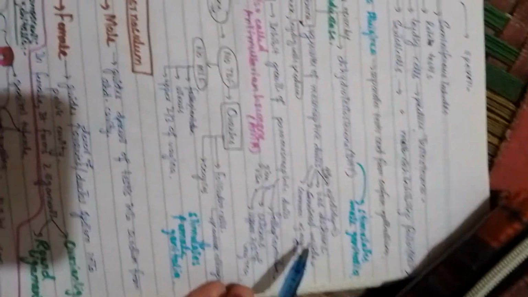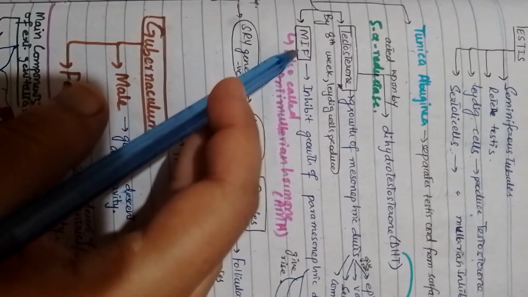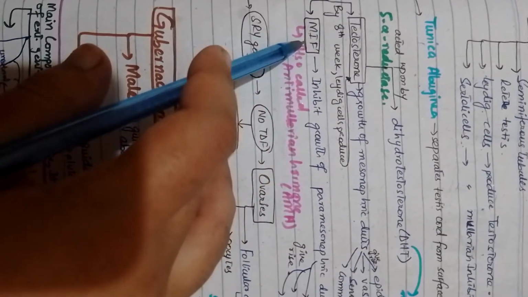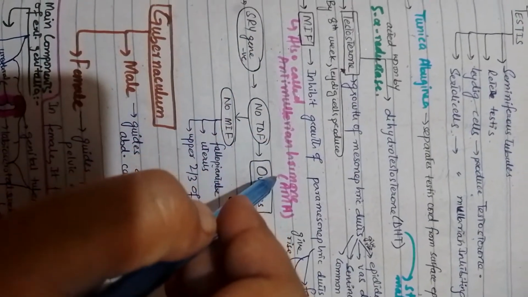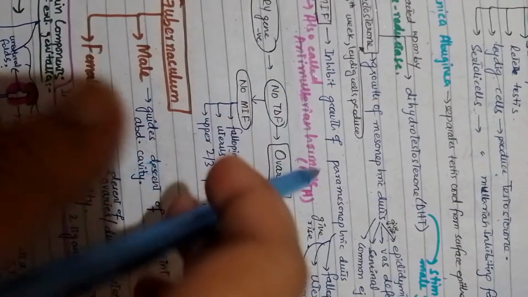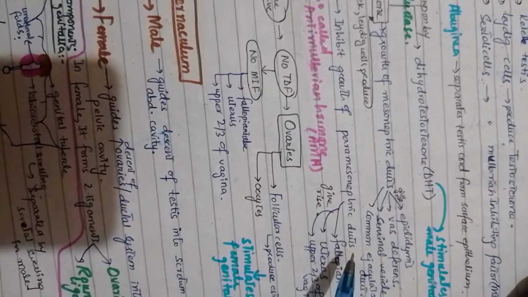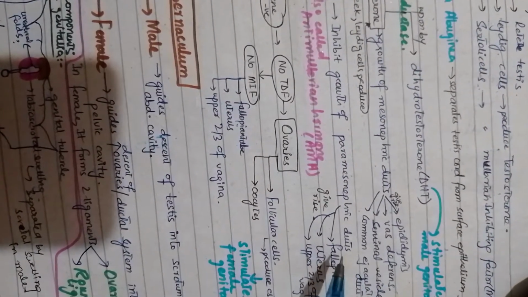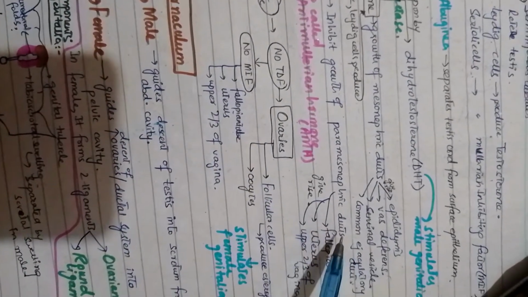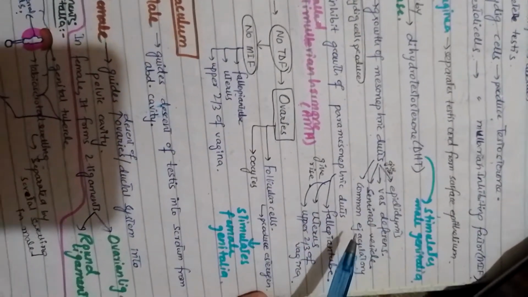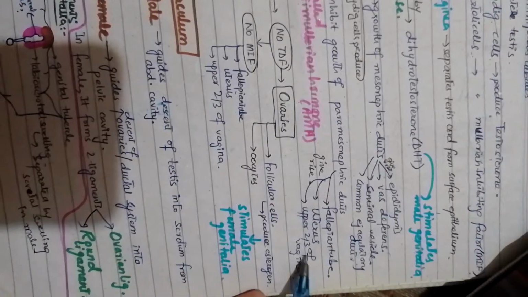And at the same time, Sertoli cells produce the Mullerian inhibiting factor, which is also called the anti-Mullerian hormone, AMH, which inhibits the growth of the paramesonephric ducts. What do paramesonephric ducts do? They cause the growth of fallopian tube, uterus, and upper two-thirds of vagina.